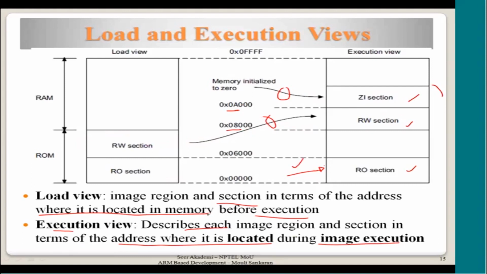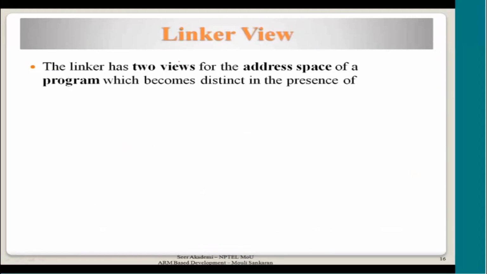So these are all already built into the executable. It has to be done before the control goes to the main function or whatever. Based on that, these things are done prior to the execution of the function. So, the linker view. The linker has two views.